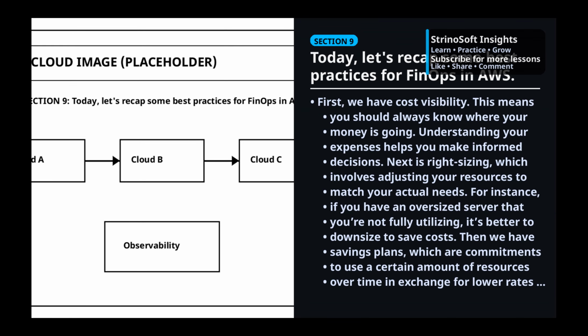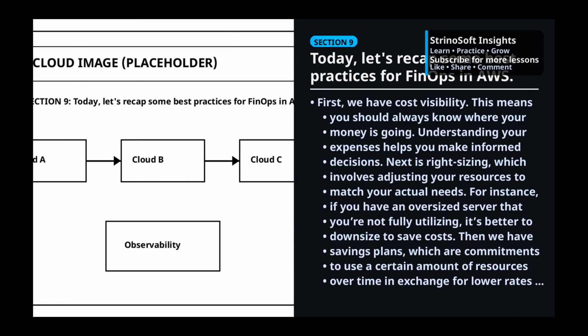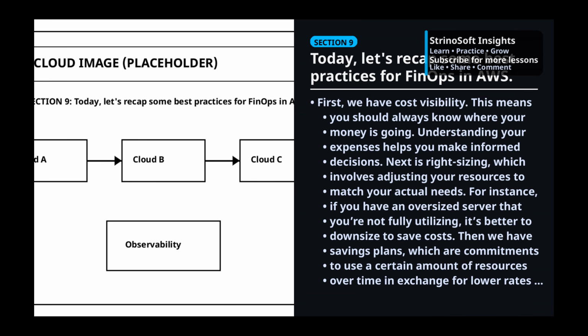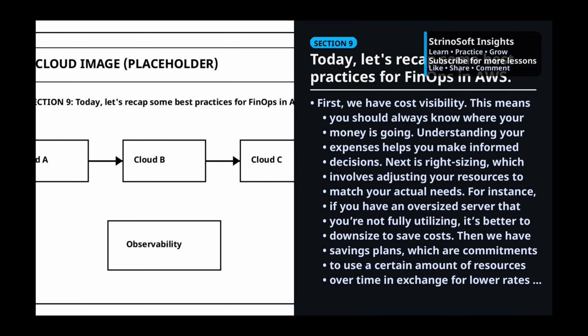Lastly, proactive monitoring ensures you keep an eye on your spending and resource usage, allowing you to catch any unexpected costs early. In summary, focusing on cost visibility, right-sizing, savings plans, tagging, and proactive monitoring can significantly enhance your FinOps strategy in AWS.